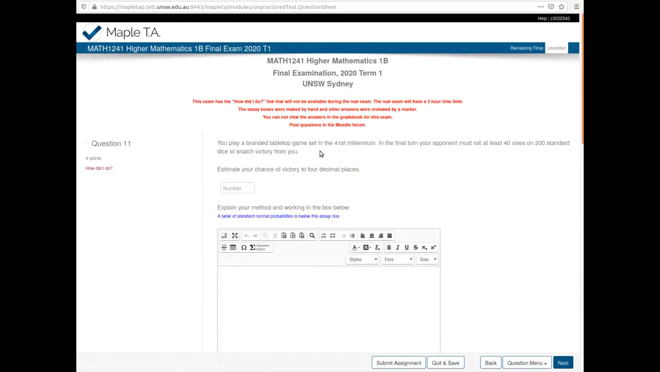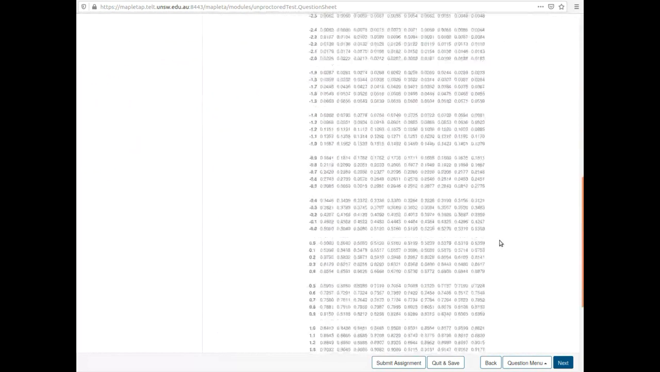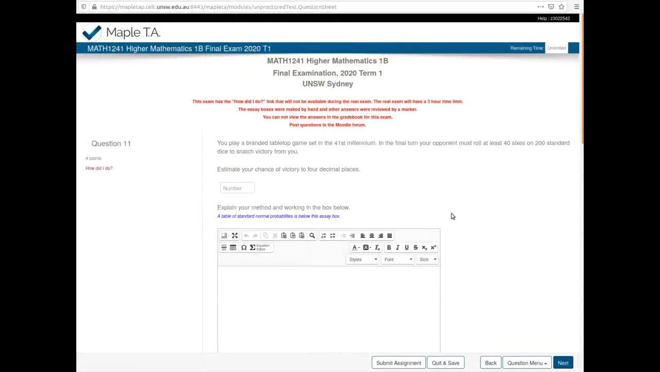You play a branded tabletop game set in the far future, in the grim darkness of the 41st millennium. Your final turn, your opponent has to roll at least 46 sixes on 200 standard dice. Estimate your chances of victory to 4 decimal places. Jeez. Okay. And here's a standard table of normal probabilities. How lovely of them to give that to you.